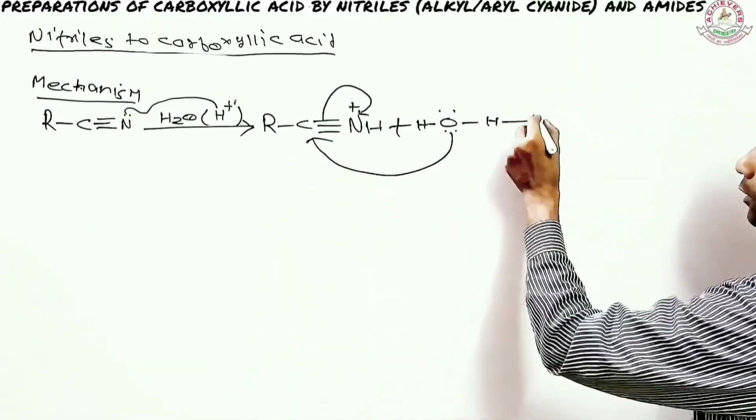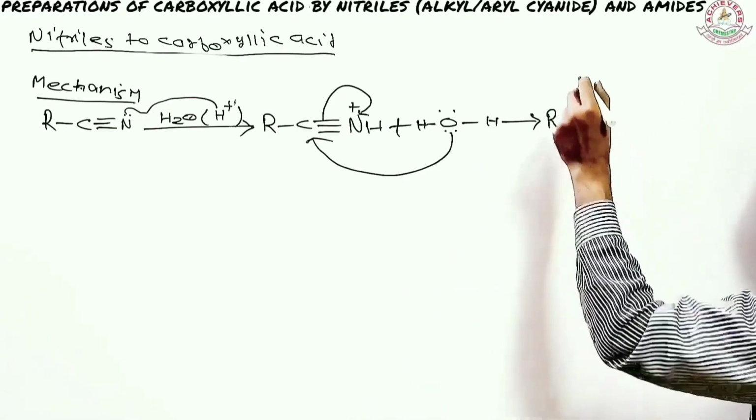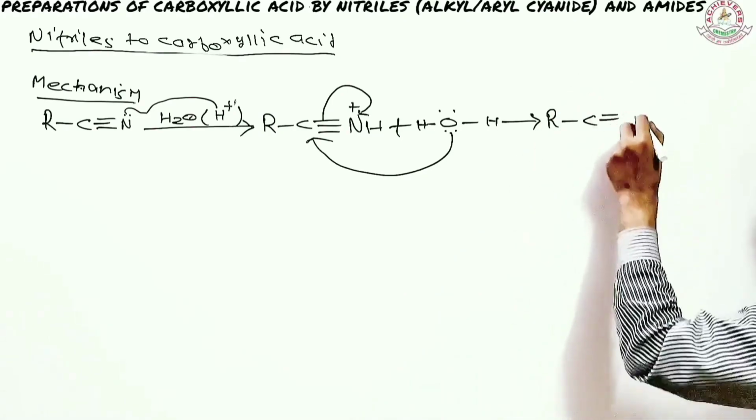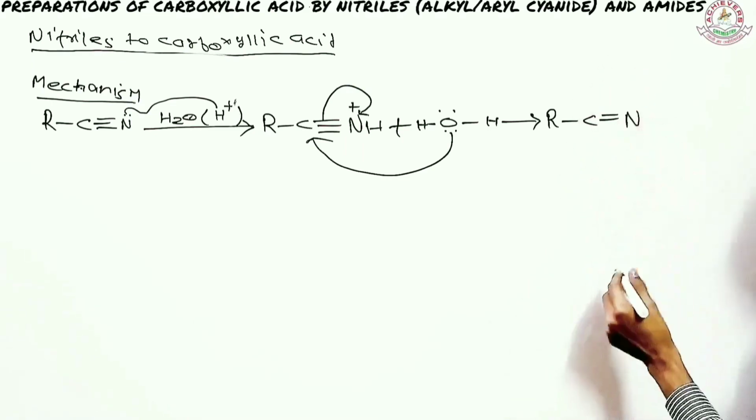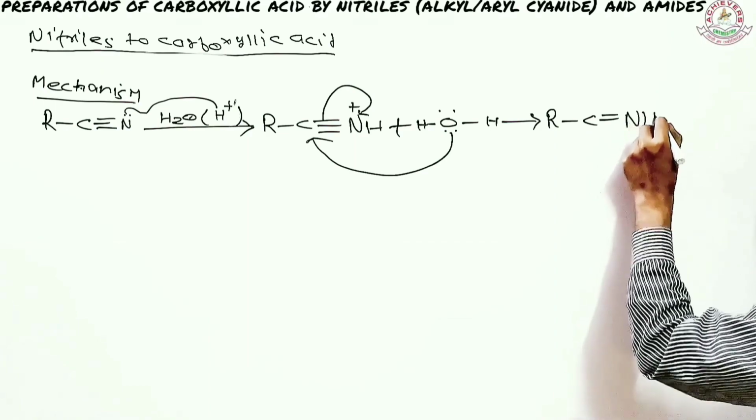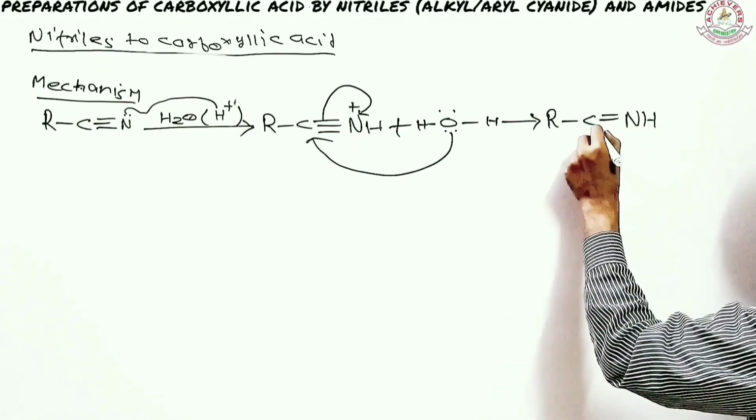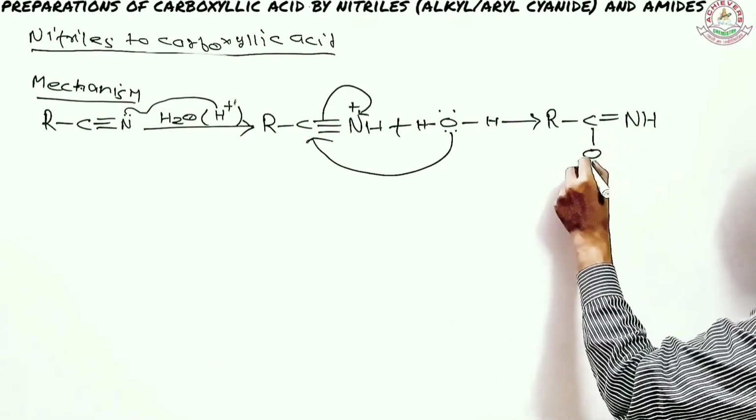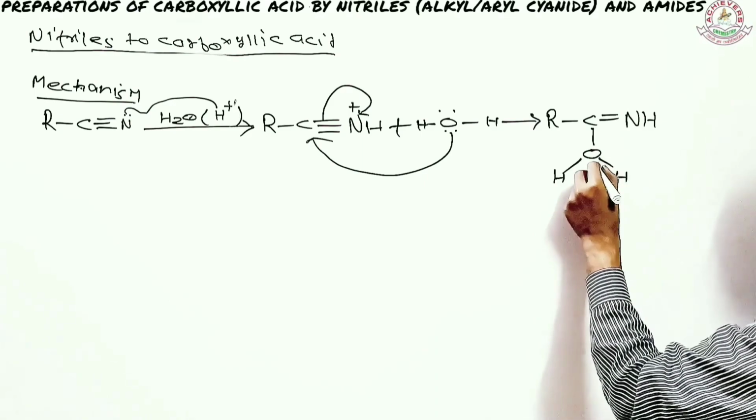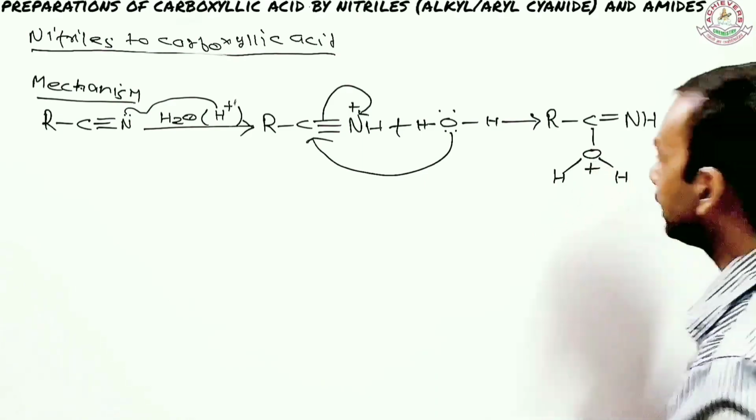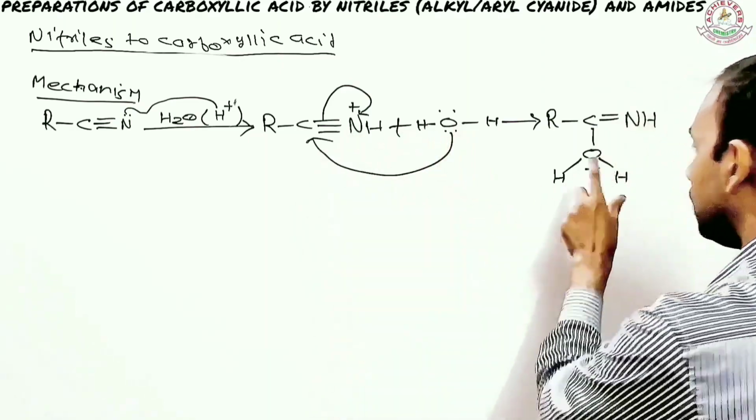So what happened? You get R, C, and you have two bonds here. Then you have nitrogen, and with the nitrogen you have a hydrogen. Now no positive charge is there, but this carbon is attached to the oxygen, and oxygen has a positive charge now. How does it have a positive charge? Because it has donated one pair of electrons. So this is the product coming out.